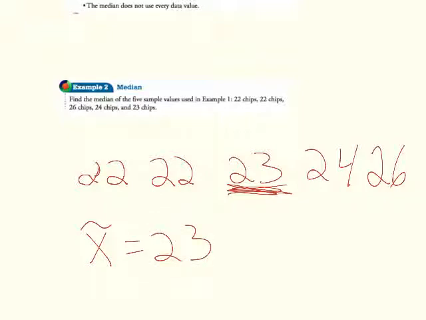In a few minutes we'll look at one or two more problems, and I'll try to find one where we've got 2 values in the middle so you can see how that works. Like I said, if this had been 6 values instead of 5, then I would take the 2 values in the middle and average those 2, and the average of those 2 numbers is your median.